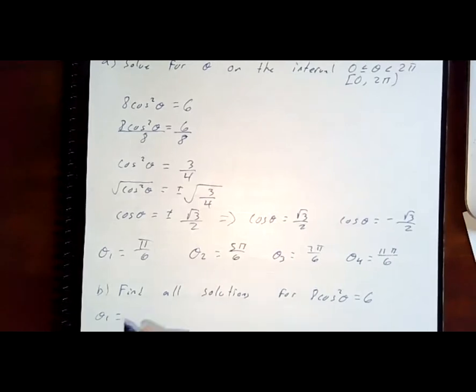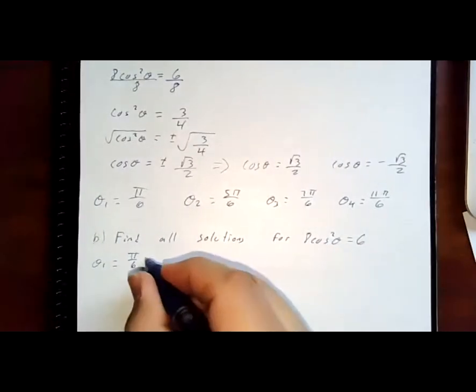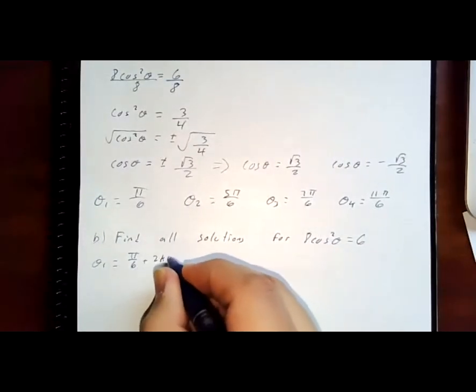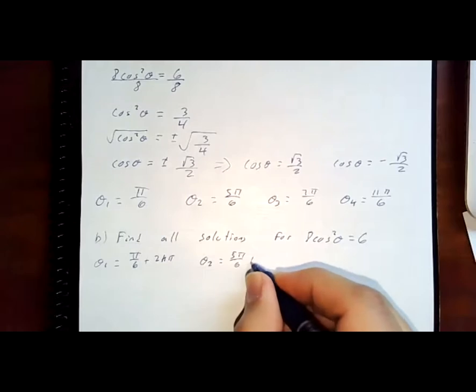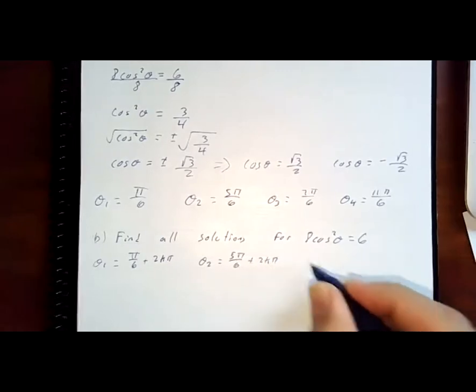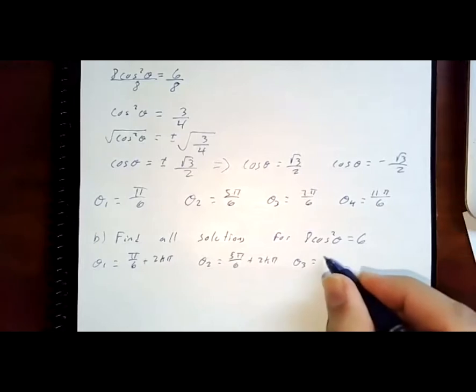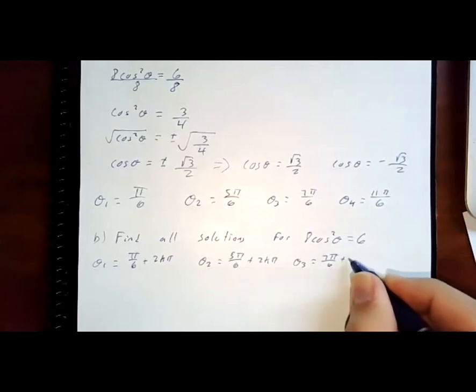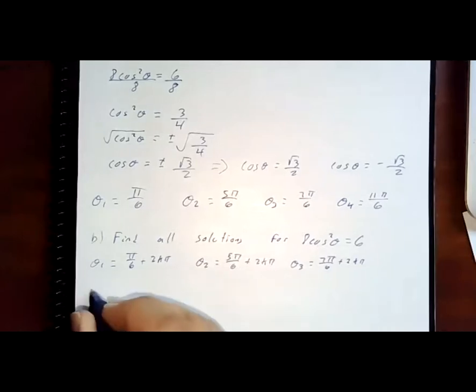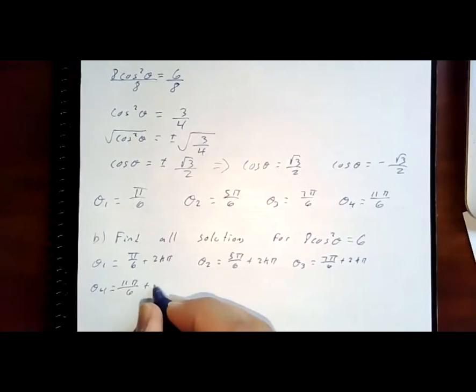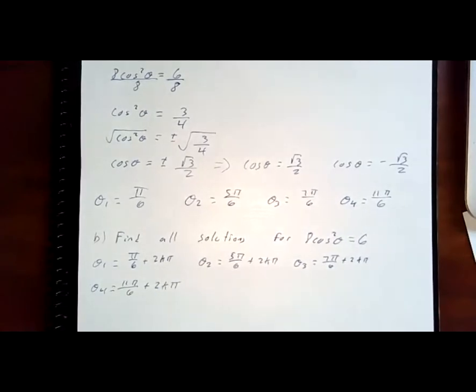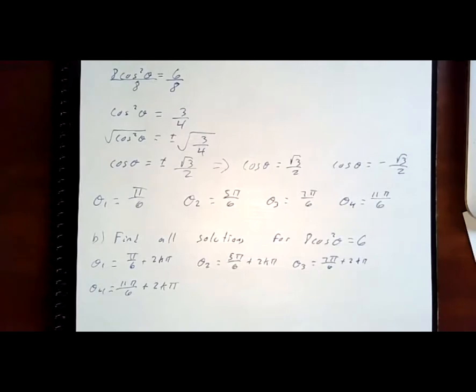Well, it's fine if I write it this way. Pi over 6 plus 2k pi. Theta 2 is 5 pi over 6 plus 2k pi. Theta 3 is 7 pi over 6 plus 2k pi. Theta 4 is 11 pi over 6 plus 2k pi. So you just tack on going around the circle over and over again.